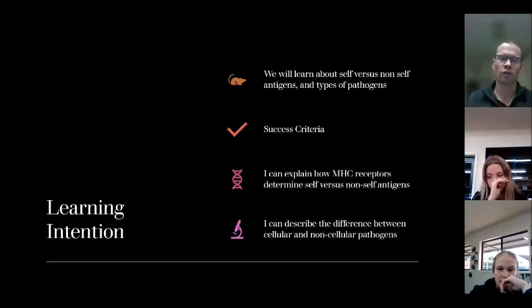So the main focus overall is to understand the primary role of our immune system. What does it actually do, and how does that relate to antigens? We'll unpack some of the key terms around that. Obviously, we've touched on pathogens, but we'll need to talk about what we mean by antigens and both self and non-self. So we'll learn about self versus non-self and the different types of pathogens.